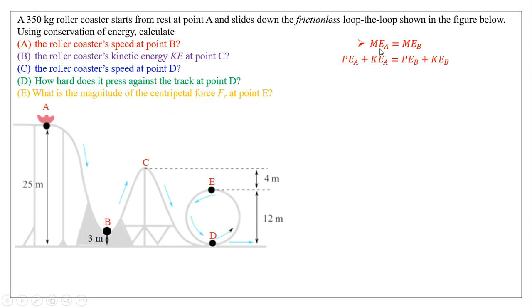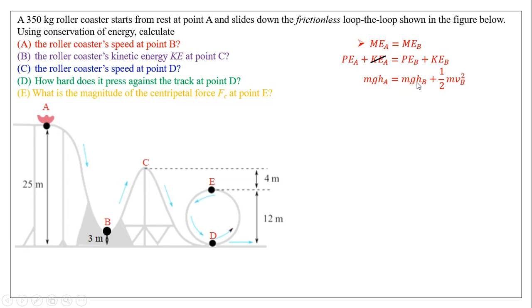So if you break up ME, you get PE due to gravity plus KE. That equals PE at point B plus the KE at point B. But here I'm going to cross out KEA because it starts at rest, so there is no kinetic energy to start. There is PEA because there is a height above the ground, which in the diagram is 25 meters. At point B, if you look at the diagram correctly, it is 3 meters off the ground, so there is a potential energy due to gravity.